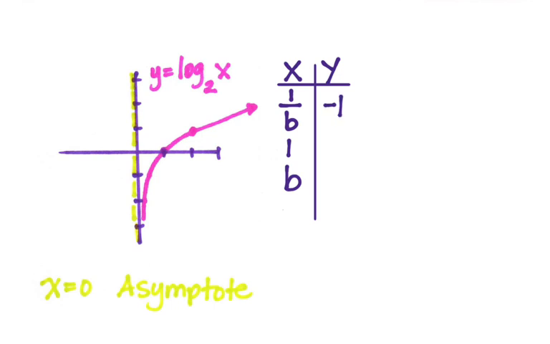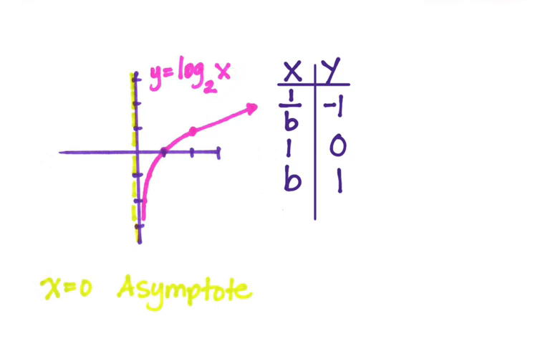Because 2 to the -1 would be 1/2. And when I have the input of 1, I'm saying log base 2 of 1. 2 to the what power equals 1? Well, 2 to the 0 power. And then here I'm plugging in the base, so I'm going to plug in 2. So 2 to the what power equals 2? Well, that would be 1.